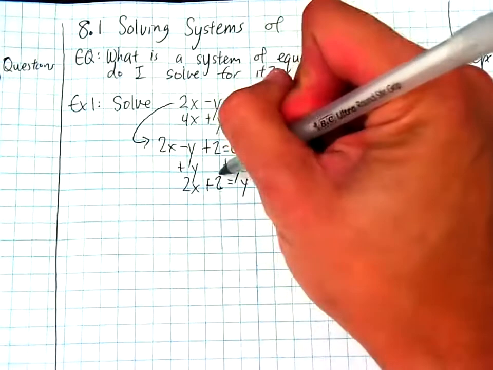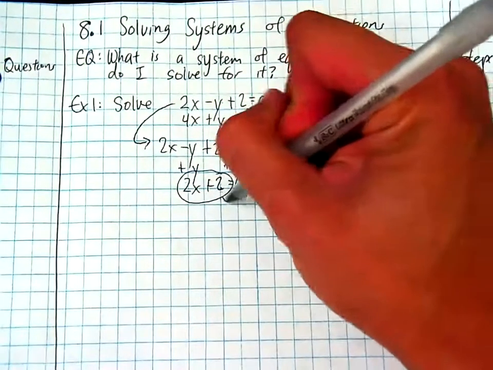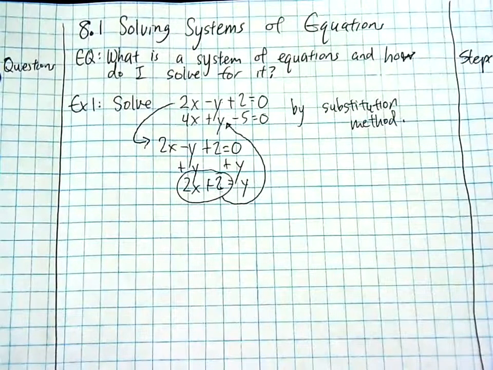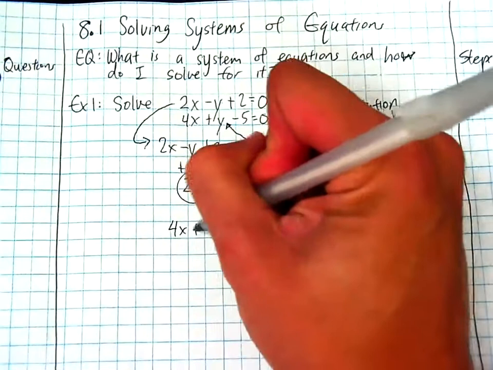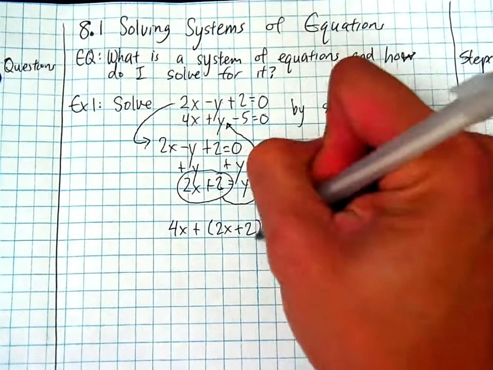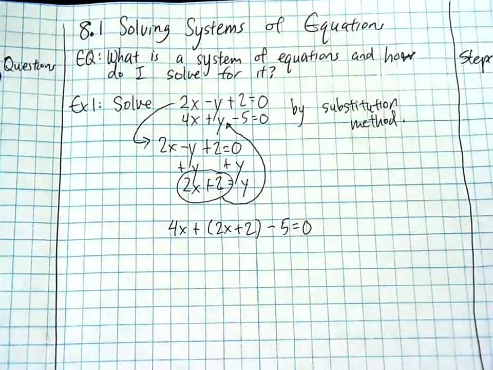Alright, so I'm going to take this 2x plus 2, and I'm going to plug it in every time I see y in the other equation. So here's the other equation, there's y. So I'm going to plug it in. So 4x plus, and instead of y, I'm going to write 2x plus 2, minus 5 equals 0.